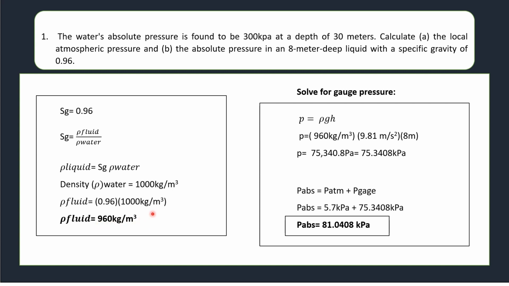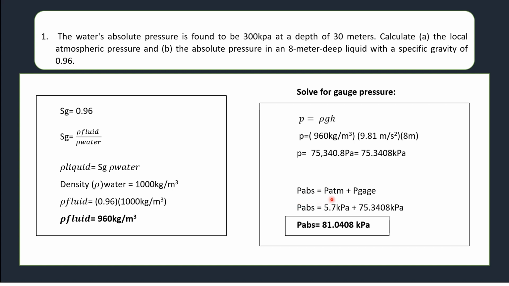Now we can get the value of the gauge pressure. Plugging that into our equation, 960 kg per cubic meter times 9.81 meters per square second times 8 meters would give us a value of 75,340.8 pascals. Converting that into kilopascals, that would give us a value of 75.3408 kilopascals.